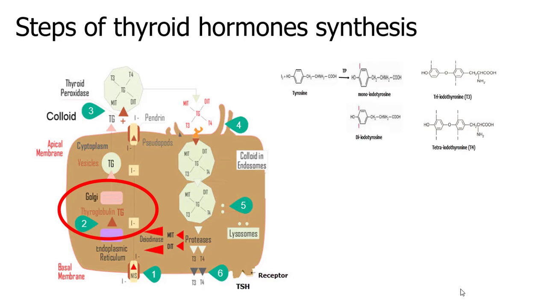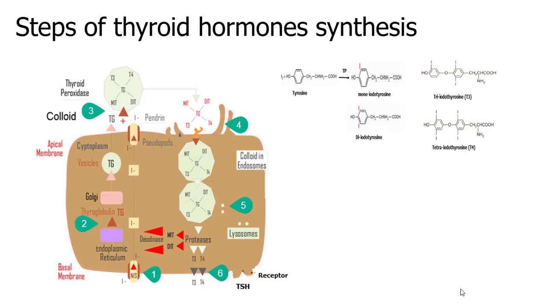The second step involved in thyroid hormone formation is the synthesis of a large protein within the thyroid cells. This protein is called thyroglobulin. Thyroglobulin is rich in an amino acid which is tyrosine. Thyroglobulin will also be secreted into the colloid.